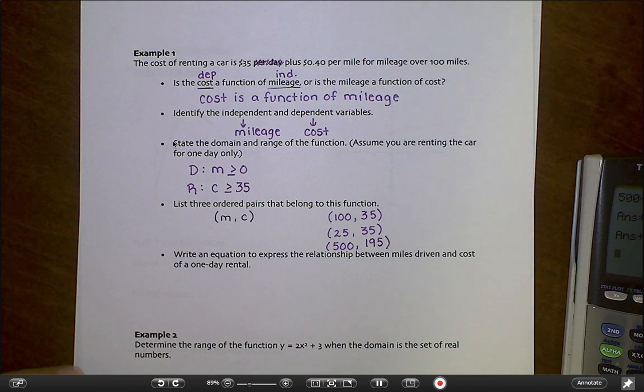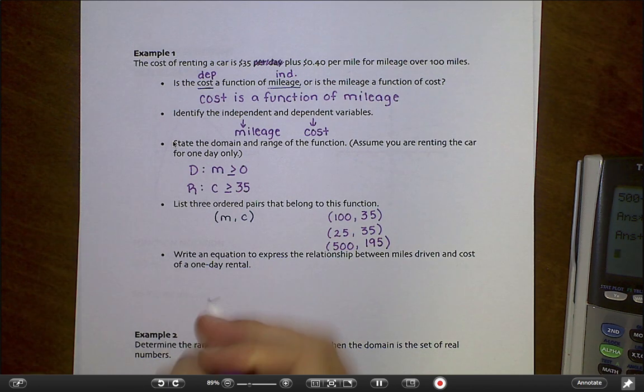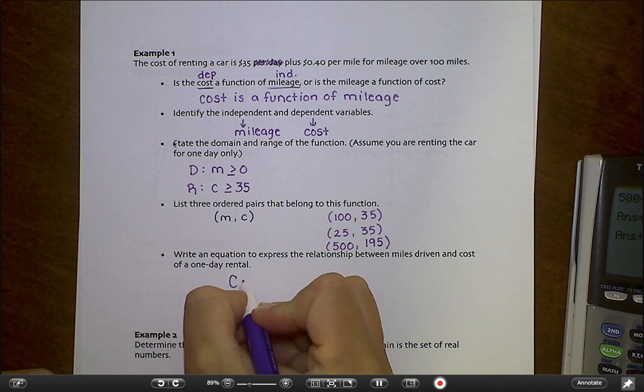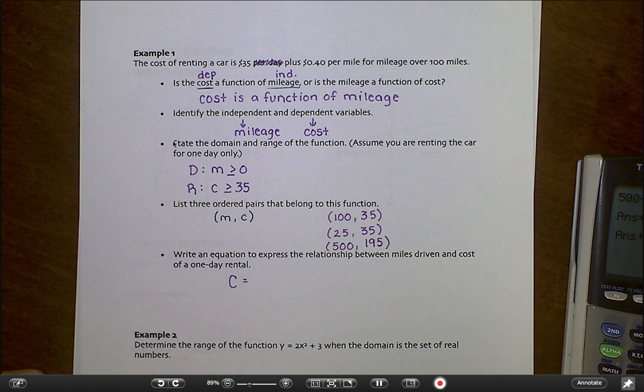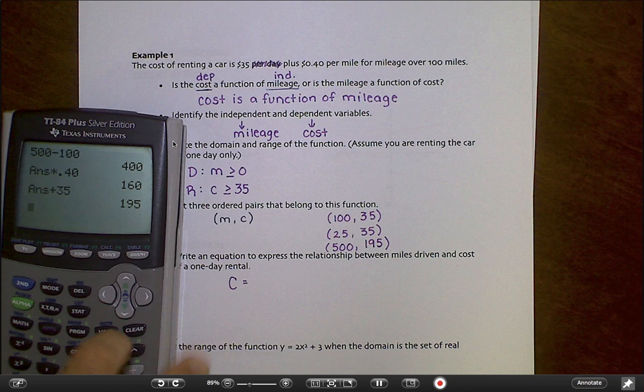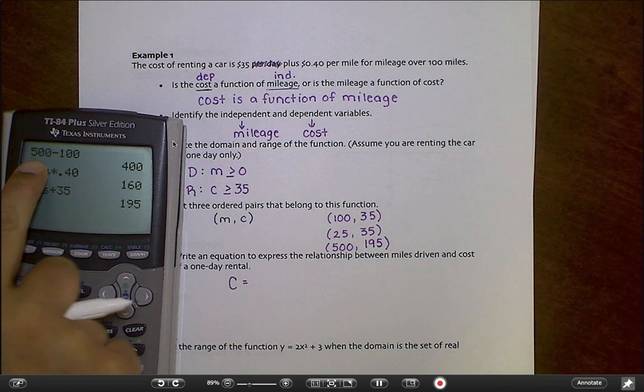Well, our equation is going to start with our dependent variable. Think about all of the equations you ever write. Don't they usually start with y? Y equals, that's your dependent variable. So we're going to say the cost equals, okay? And then let's think about what we did. That 500 represented M, right?